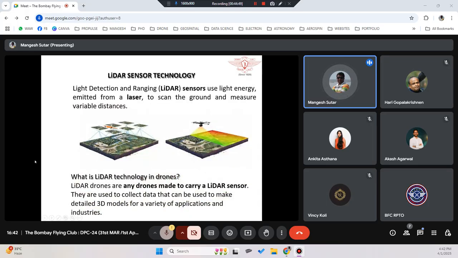Okay, so apart from RGB thermal, we see the application of LiDAR sensors. So LiDAR is nothing but a light detection and ranging sensor, which uses light energy emitted from a laser to scan the ground and measure the variable distance.